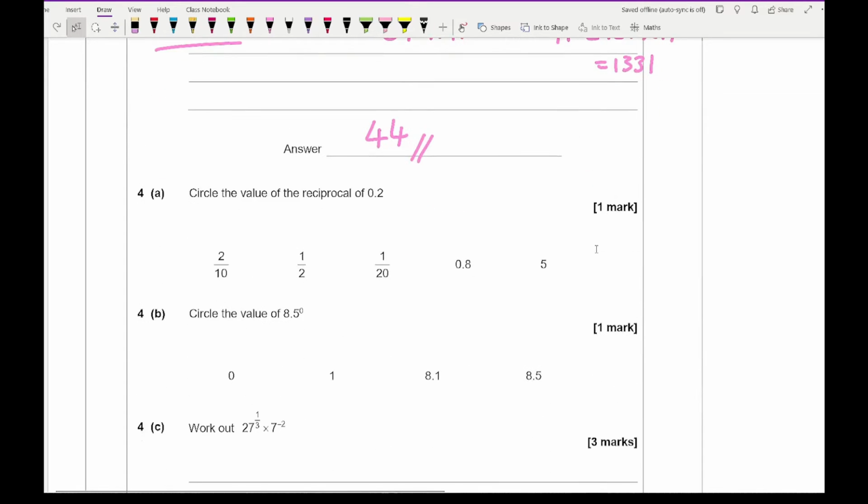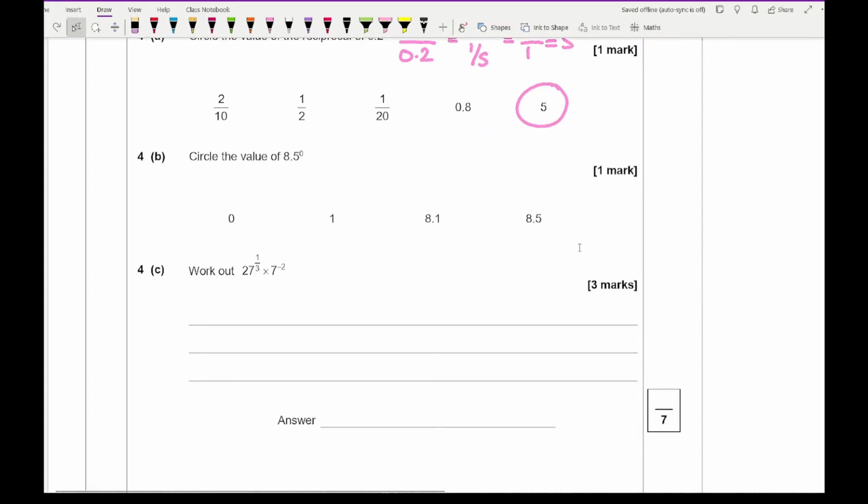Then moving on to 4a, it says circle the value that is reciprocal of 0.2. So reciprocal is, if I write that as a decimal, I get 1 over 0.2. Now 0.2 is going to be 2 over 10, which is 1 over 5. So if I'm doing the reciprocal of a fraction, I basically flip the fraction, so it becomes 5 over 1, which is just 5. So I want to circle that last option.